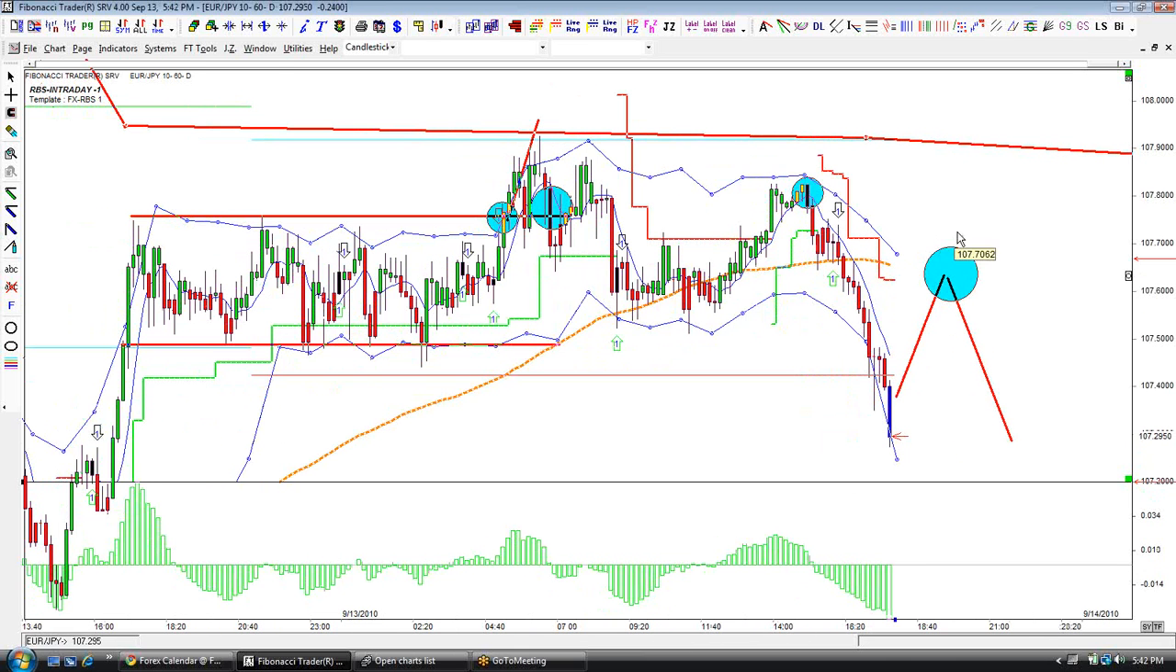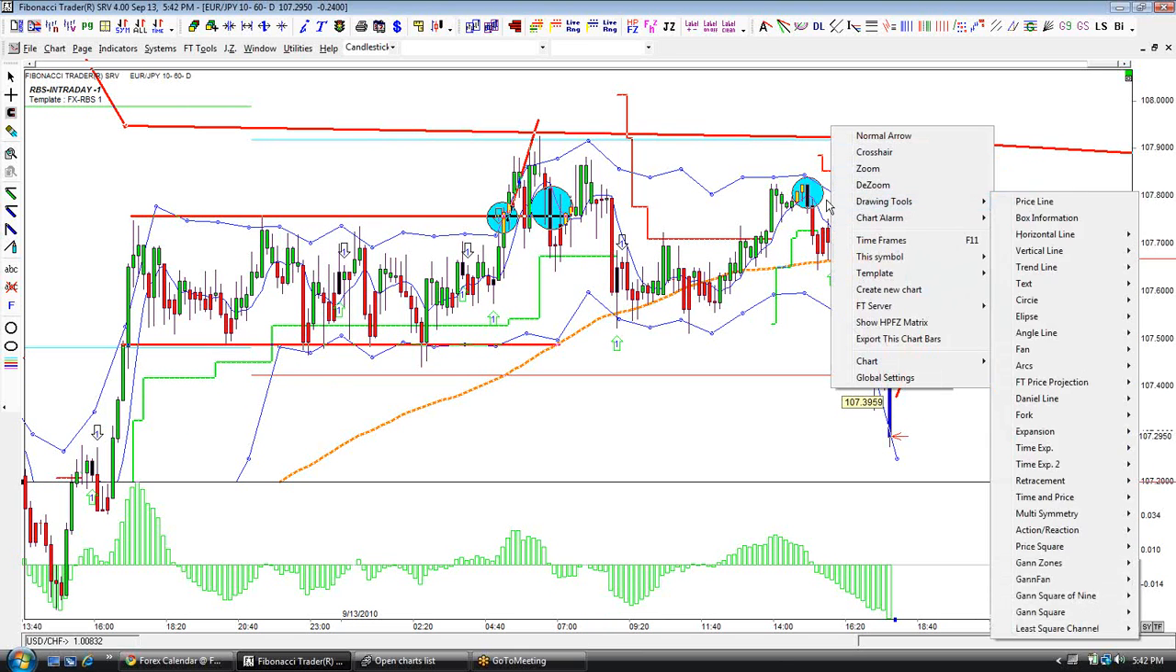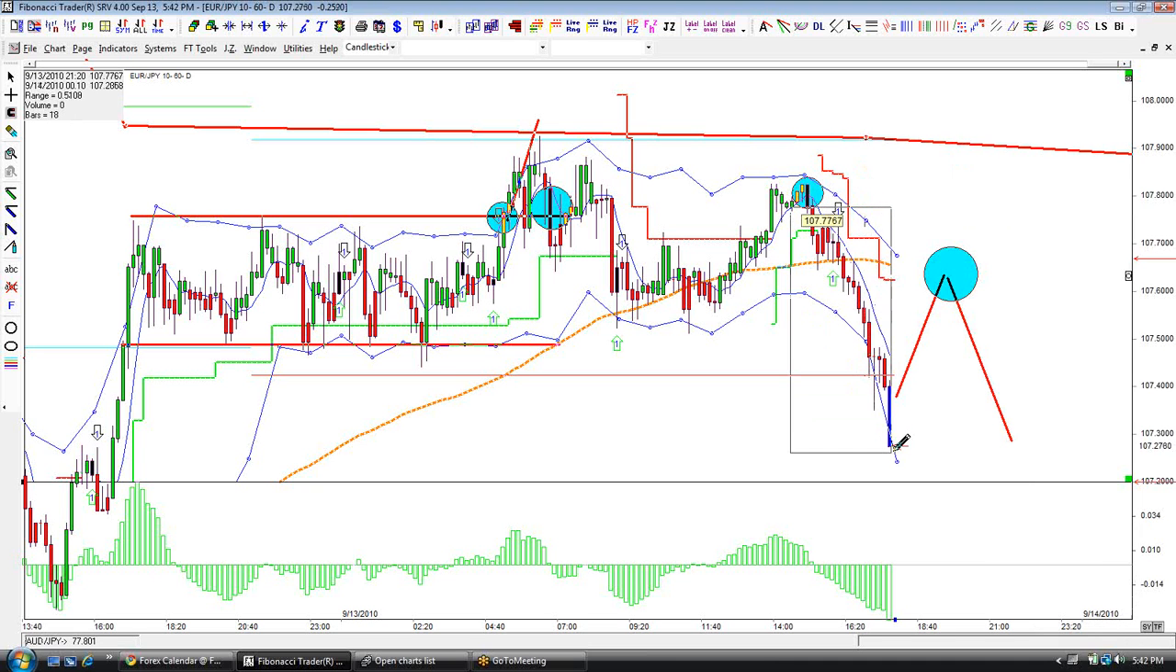Now you guys can see how today we have this nice volatility, and this counter trend trade would have worked out pretty well. Already the move is about what, 50 pips.